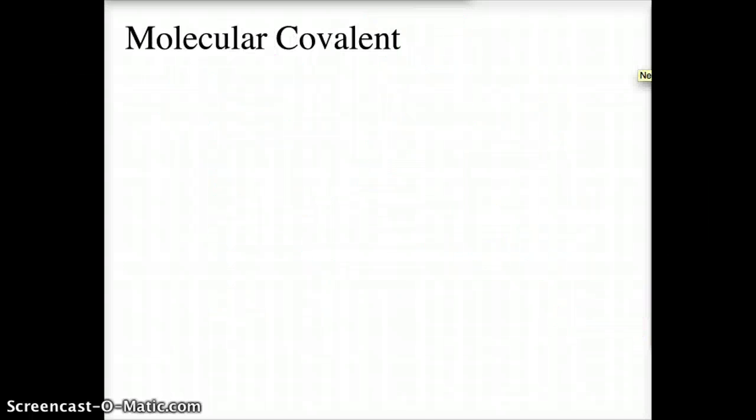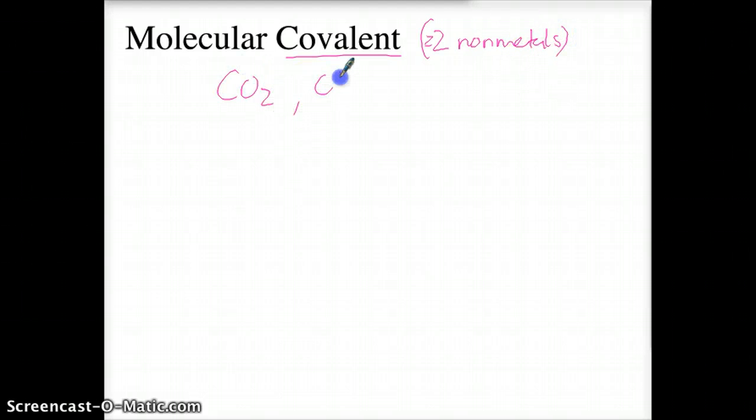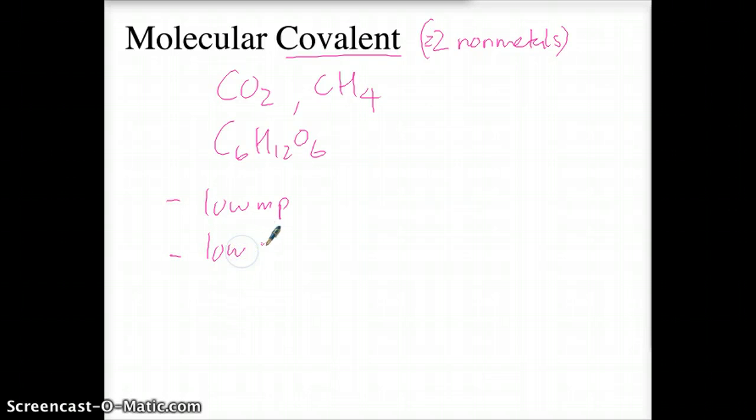We've also talked about molecular covalent. This is what we typically think of when we say the word covalent. Greater than or equal to two nonmetals. Okay? So examples, CO2, CH4, C6H12O6, sugar. These are all molecular covalent compounds. And we know that since they're all nonmetals, we have low melting points, low conductivity, and low boiling points as well. Okay?